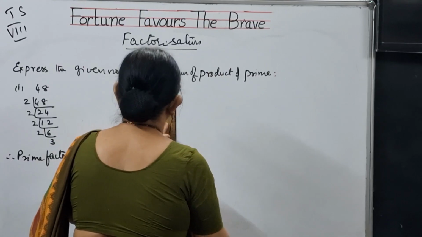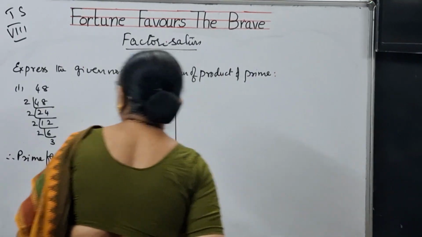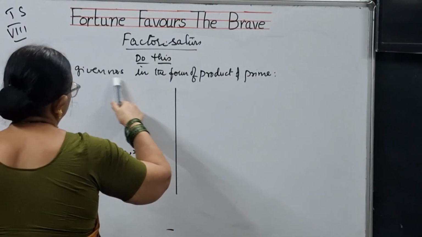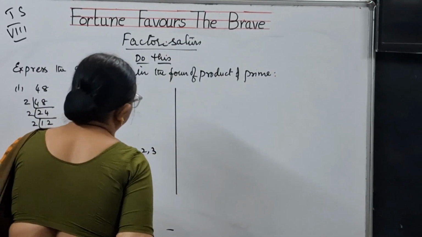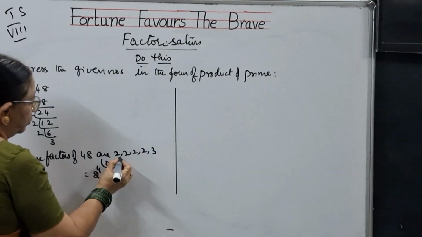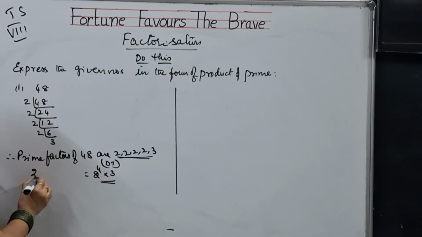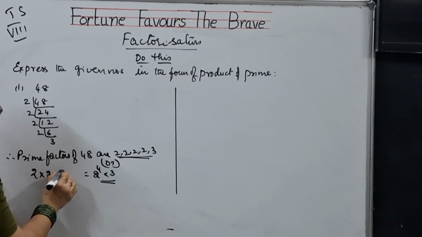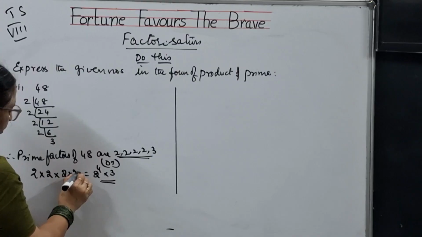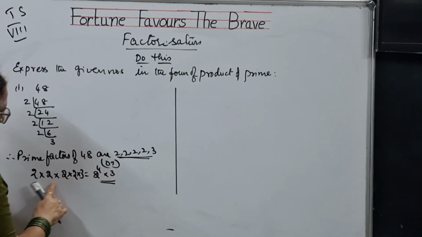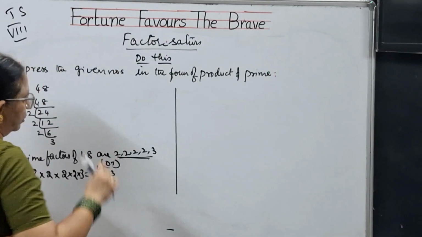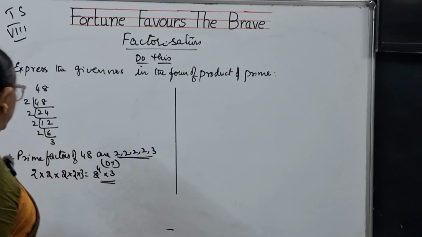Next. Of course, he has said to express the given numbers in the form of a product of primes, so we can even write it as 2 into 2 into 2 into 2 into 3. These are all products. That is nothing but 2 to the power of 4 into 3.